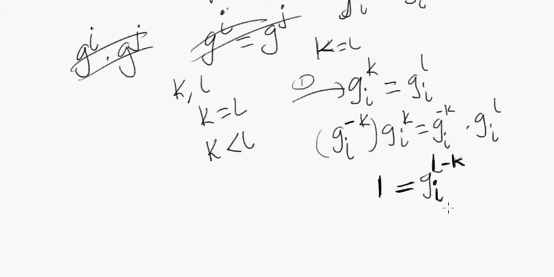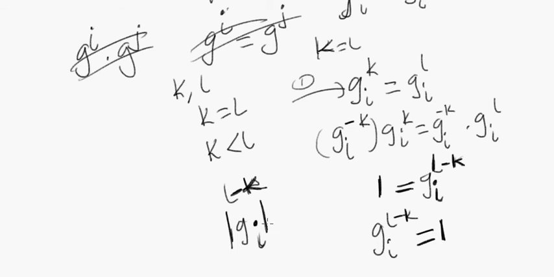Okay, well, if l is a natural number bigger than k, and k is also a natural number, isn't l minus k some other natural number? Well, if it is, then we found some natural number l minus k, such that g sub i raised to l minus k gives us the identity. But how can this be possible if the order of g sub i is infinite? Remember, we're supposing that the order of g sub i is infinite. If the order of g sub i is infinite, how can there exist some natural number l minus k which, when g sub i is raised to that power, gives us the identity?